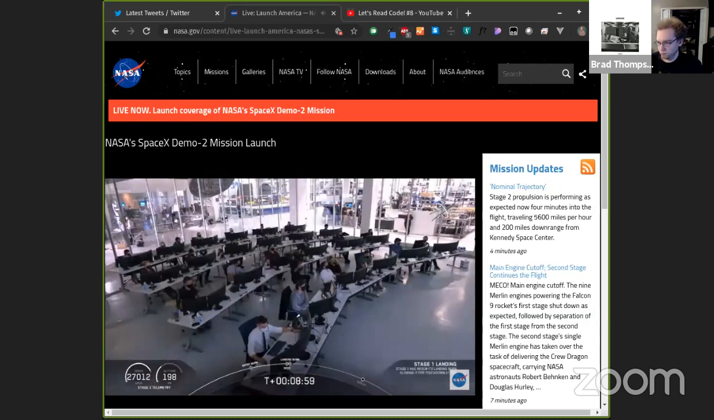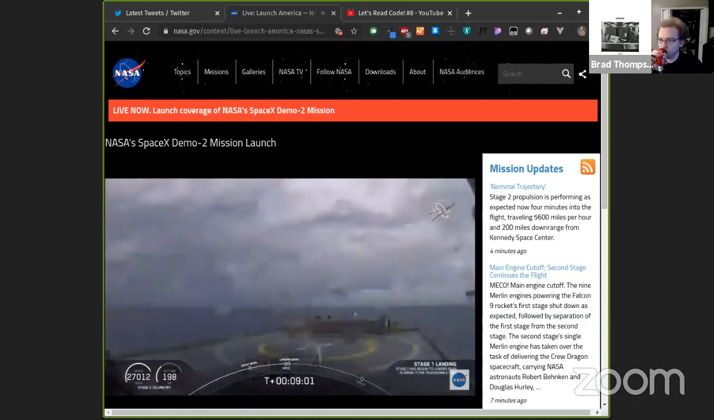Now we are waiting for our first stage to make its way to our drone ship, Of Course I Still Love You. SpaceX nominal orbital insertion. Confirmation is nominal. Dragon orbital insertion, nominal. What you're seeing on your screen is a live view of our drone ship, where our first stage will be coming down.